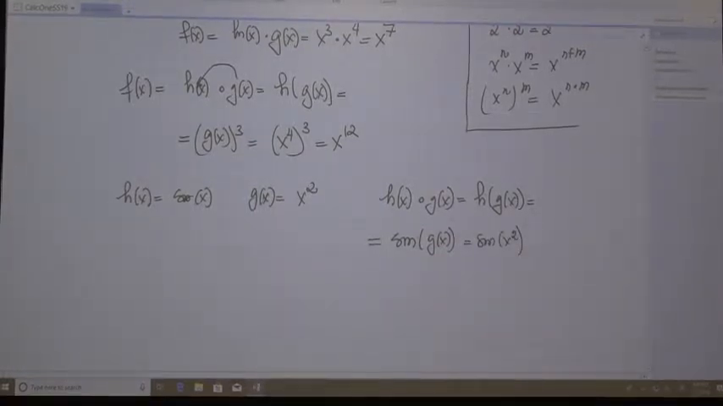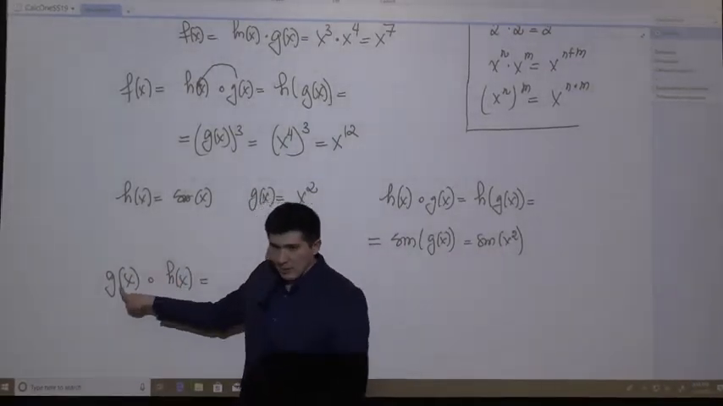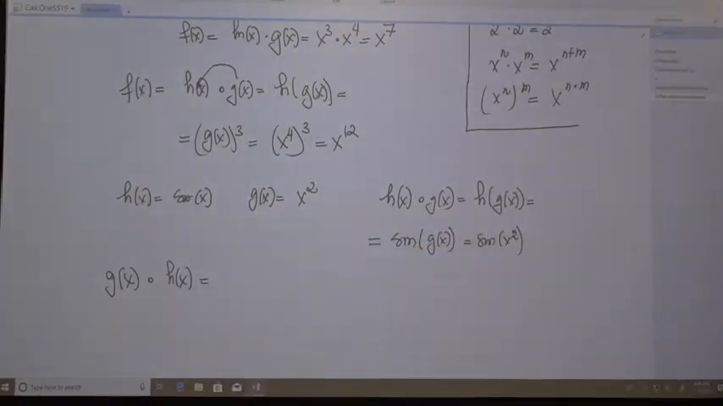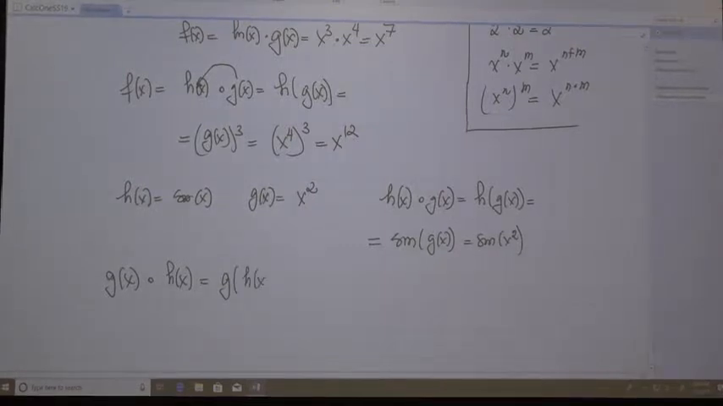So what will be the composition of g and h? Is it the same as this one? No, right? Because now we need to substitute the x of g with h of x. So this will be equal to g of h of x. It will be h of x squared, and this is equal to sine of x, squared. It gives you different results.